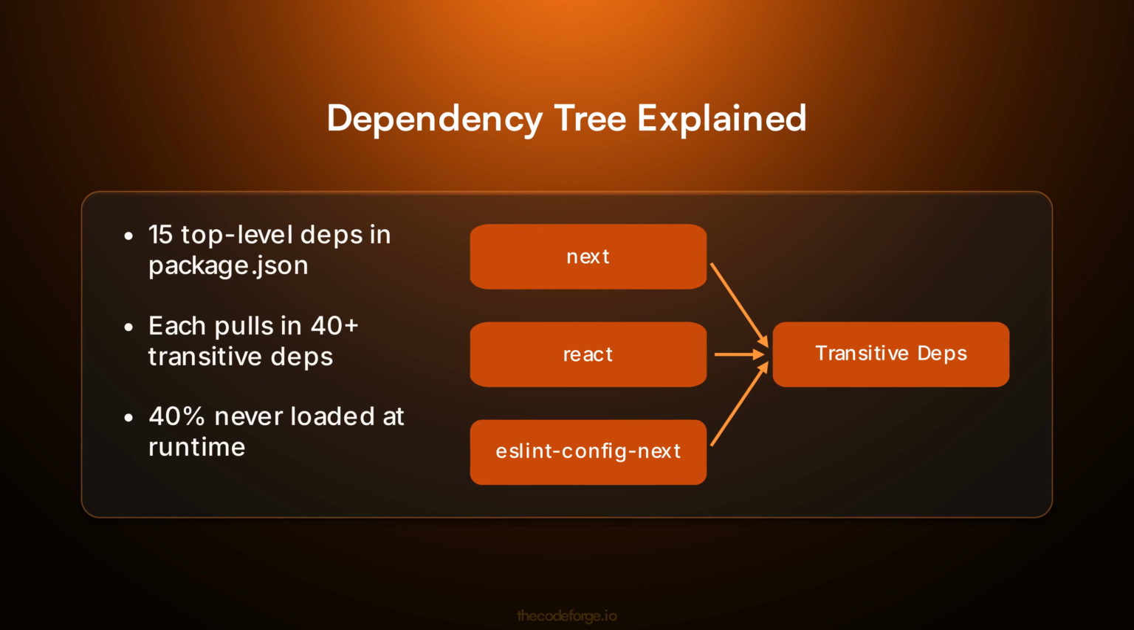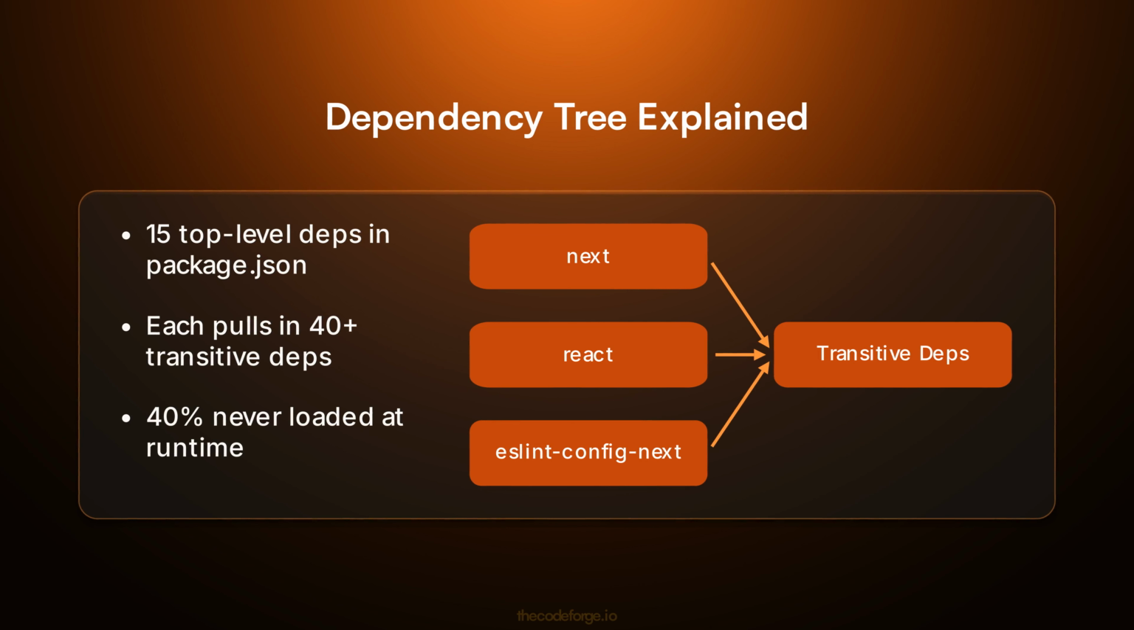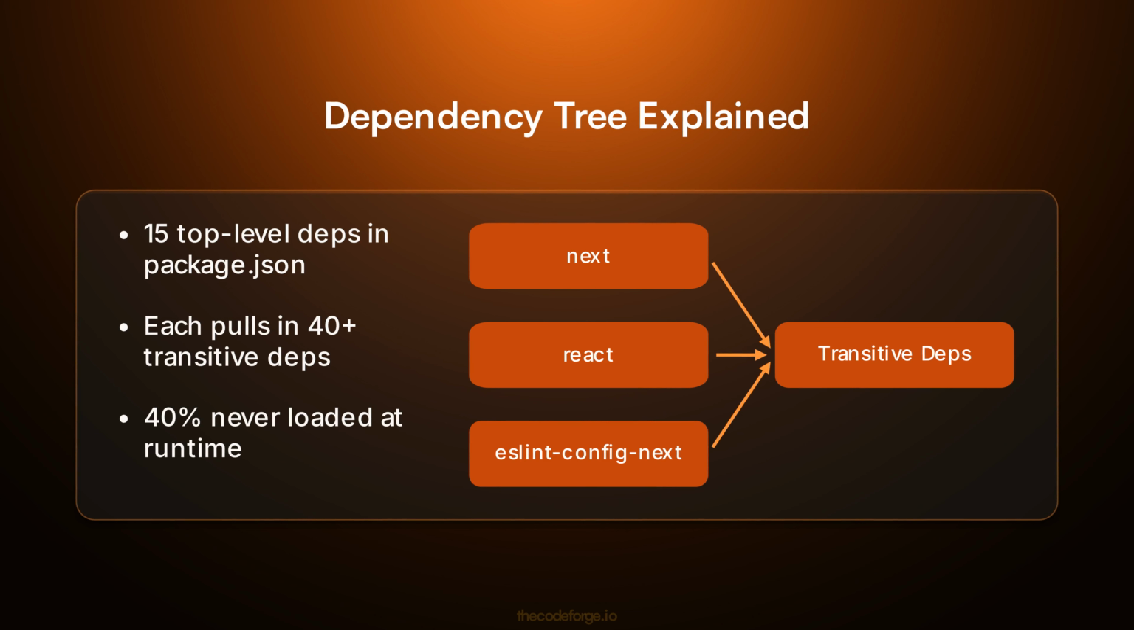The package.json lists about 15 top-level dependencies, but each of those has its own dependencies, and those have more. The tree fans out exponentially. The real shocker: 40% of those packages are never loaded at runtime. They exist only for build-time linting, type checking, or edge cases you'll never hit.